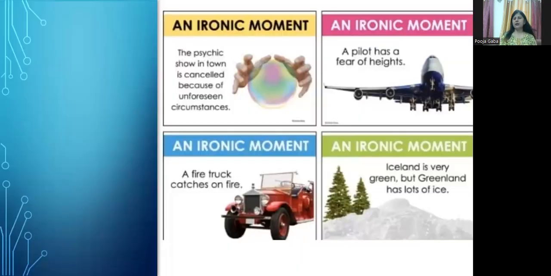Let us see some more examples. Like, see this example: A pilot has a fear of heights. Now, a pilot is a person who is supposed to fly at heights only. Now, if a pilot himself has a fear of heights, it can be called irony.